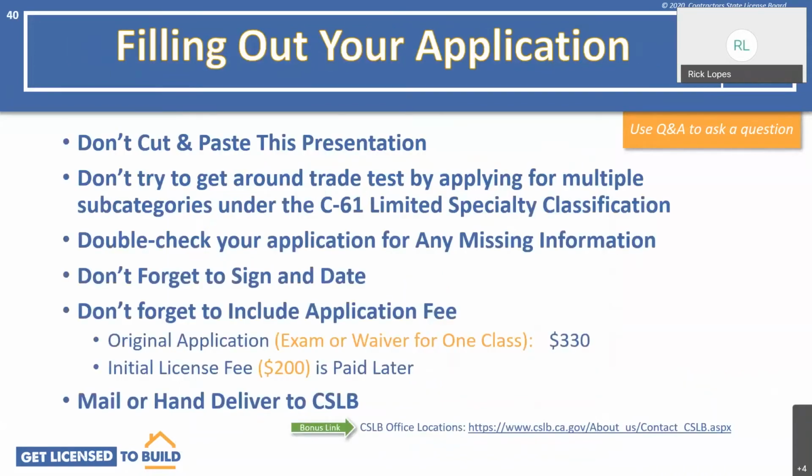Okay, one other note. CSLB does get more than 1,000 applications every month, so our application processing staff has seen it all. They've got two pieces of advice they wanted us to pass on. First, don't cut and paste from this presentation. Also, don't try to get around having to take the trade exam by applying for multiple subcategories under the C61 limited specialty classification.